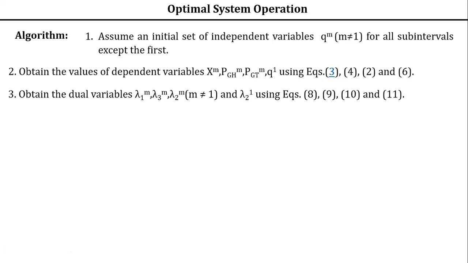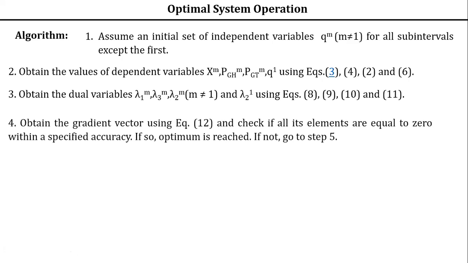So, step 1: assume the independent variables. Step 2: find out the values of dependent variables. Step 3: obtain the values of your lambda, that is, the dual variables. Then step 4: obtain the gradient vector using equation 12, the one we have seen last, and check if all its elements are equal to 0 or within the specified accuracy. If so, optimum is reached. Otherwise, go to step 5.